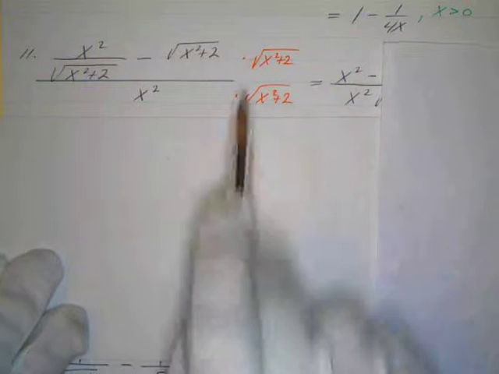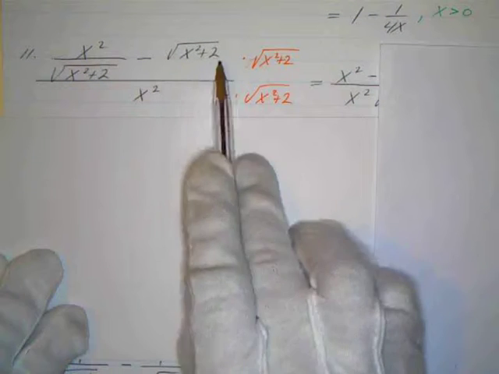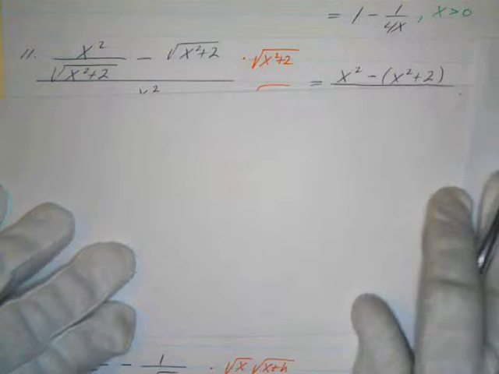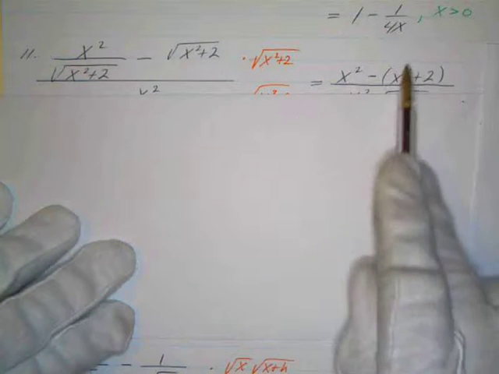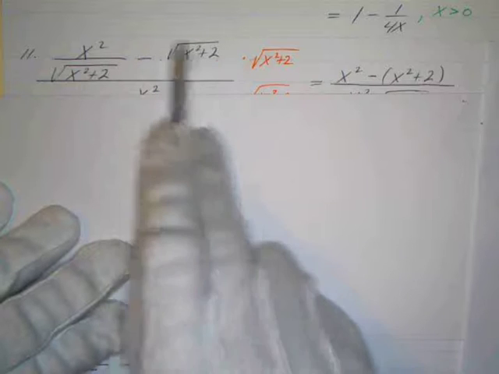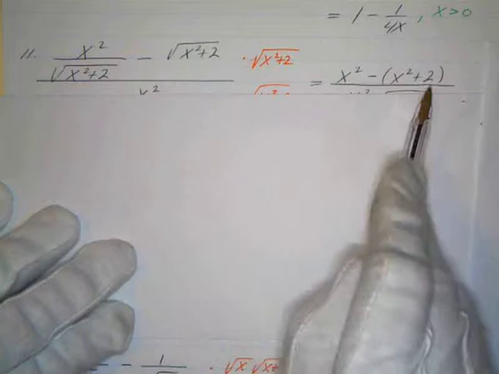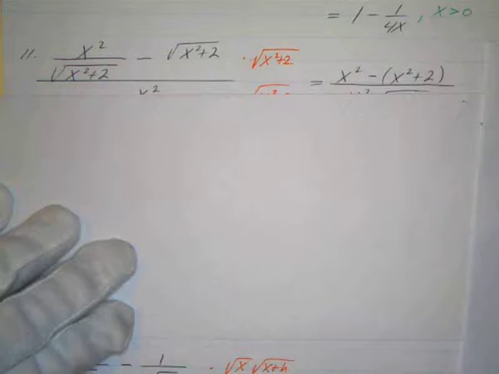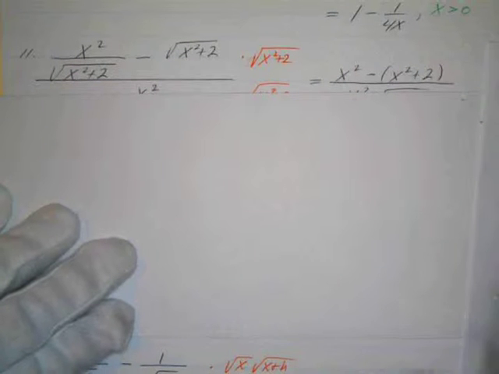I have a negative, and when I multiply the square root of x squared plus 2 times the square root of x squared plus 2, what do I get? Just x squared plus 2. But don't forget to enclose that in parentheses because you've got a negative sign on this whole second part of this numerator. That means both terms will be affected by that negative sign. That's a common mistake made in Algebra 1. We don't want to make those mistakes.